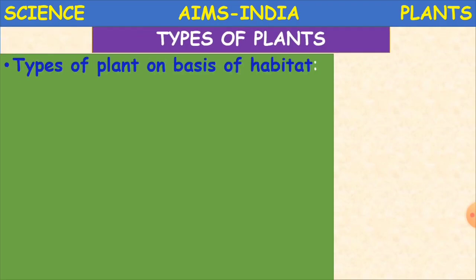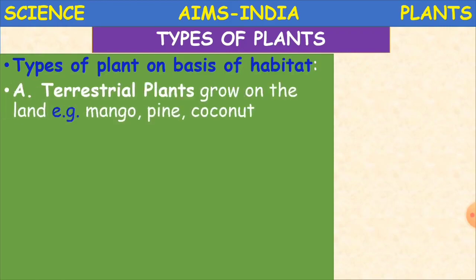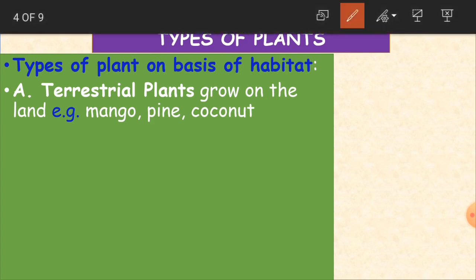As we learned, we have so many types of plants, and how are these types divided? Types of plants are divided on the basis of their habitat. And what is the habitat, children? It is the natural home of a plant or an animal. According to where it lives, according to its convenience, the plants are divided into different types.